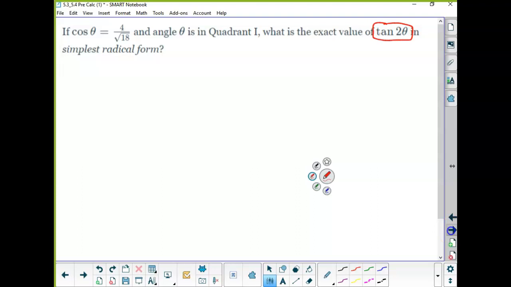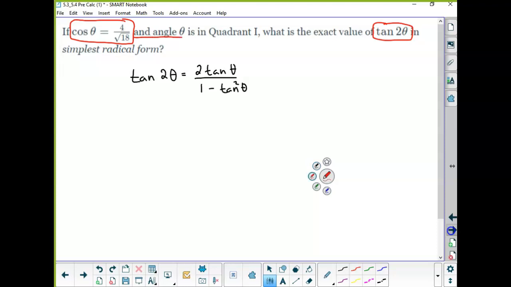So they give us the information of cosine is 4 over the square root of 18. They want us to find tangent of 2 theta. So I'm going to go to my formula sheet, and I'm going to look up what is the tangent of 2 theta. Now the sheet says 2u, but I'm just going to replace the u with theta.